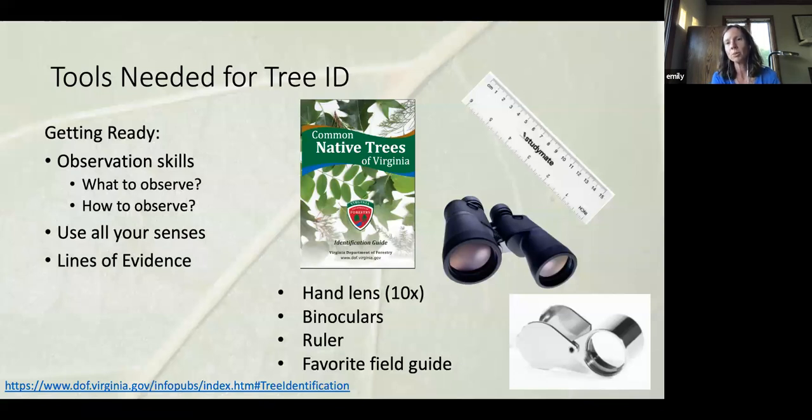So a field guide's important, a ruler of some sort, binoculars if you're looking at leaves that are at the top of a tree and not the ones that are at eye level, and then a hand lens. Hand lenses are really helpful and very important.